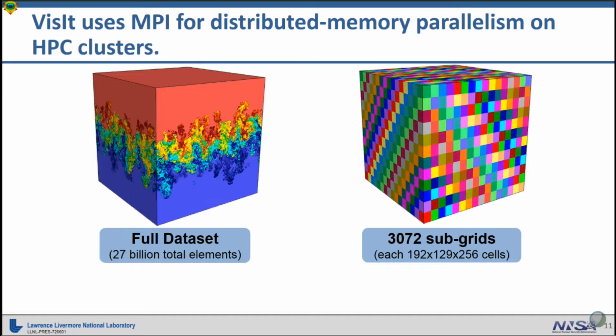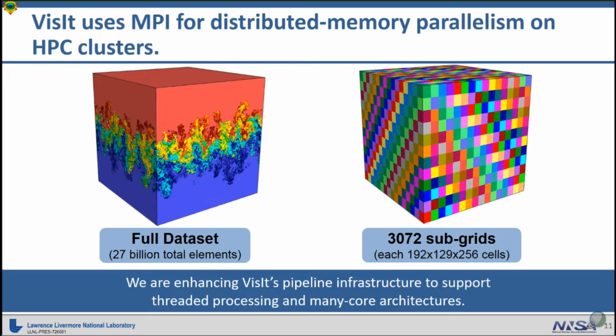But when the simulation code runs, at least when we're running it in parallel, it breaks it up into lots of smaller chunks. In this particular case, it's broken it up into a little over 3,000 pieces. And each one of those pieces is run on a separate core of your HPC cluster. And every cycle, they exchange information along the boundaries between those little pieces.